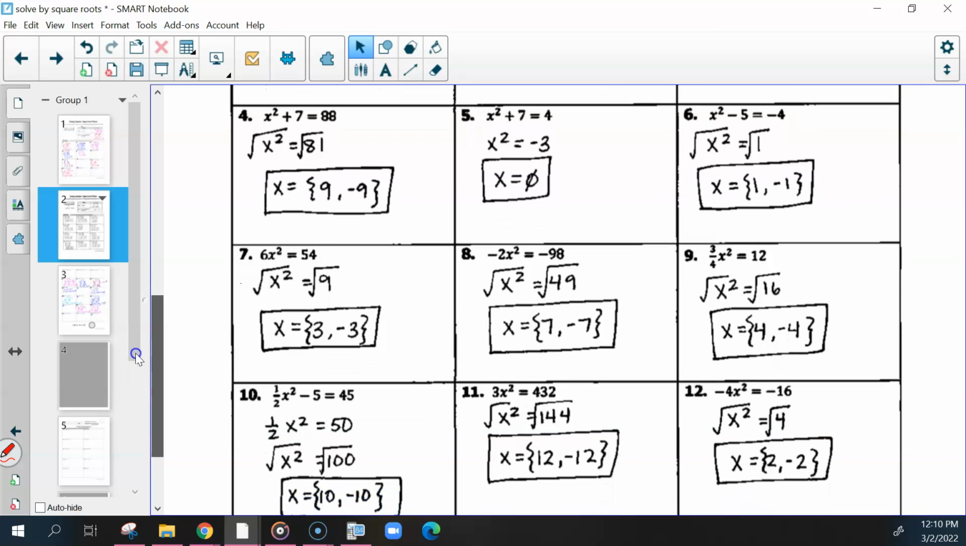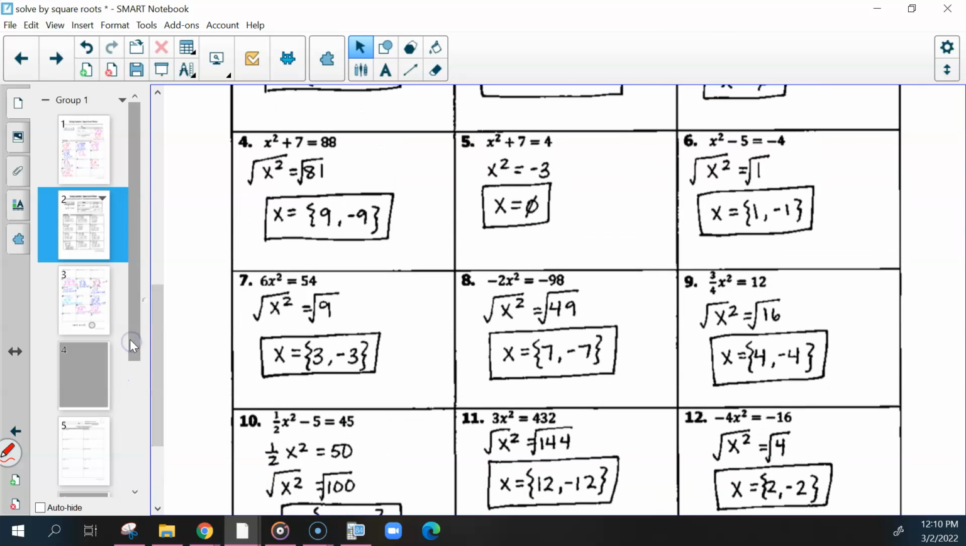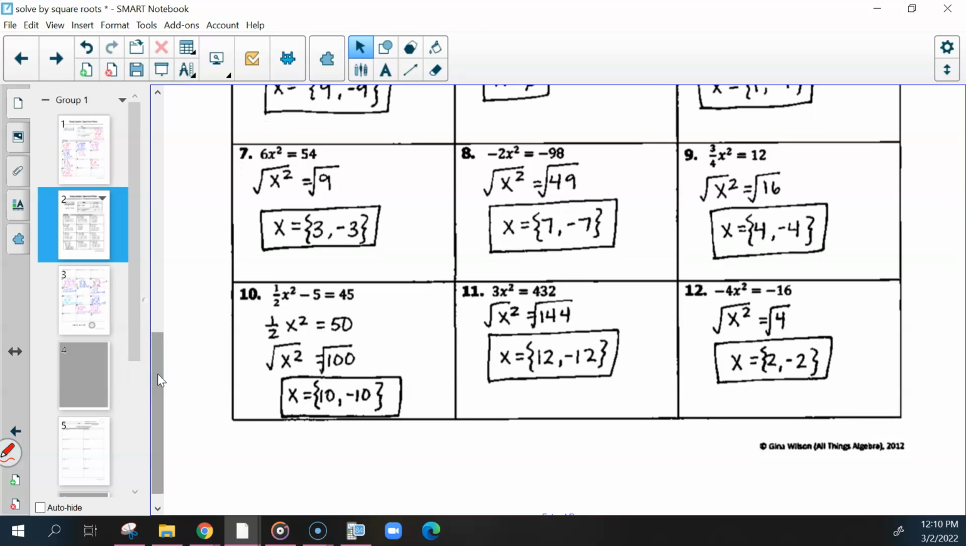These are also missing some of the work and steps, so make sure you have all of the work and steps. So 6, your final answer was -1 and 1. This is also not in the order that I want you to write it in, least to greatest. 8 was -7 and 7. 11 was -12 and 12. And 12 was -2 and 2. Do we have any questions on those 4?